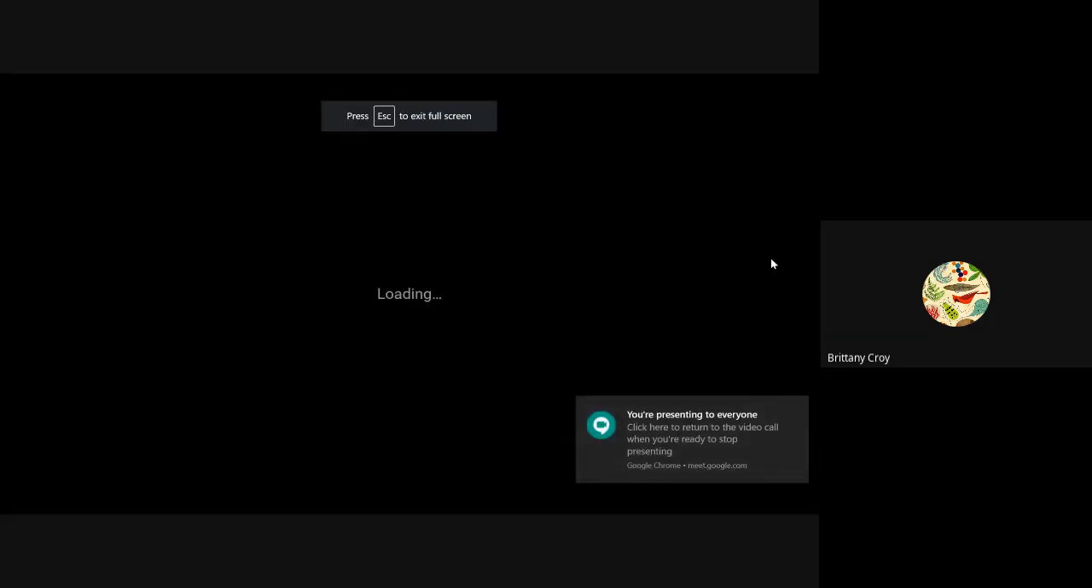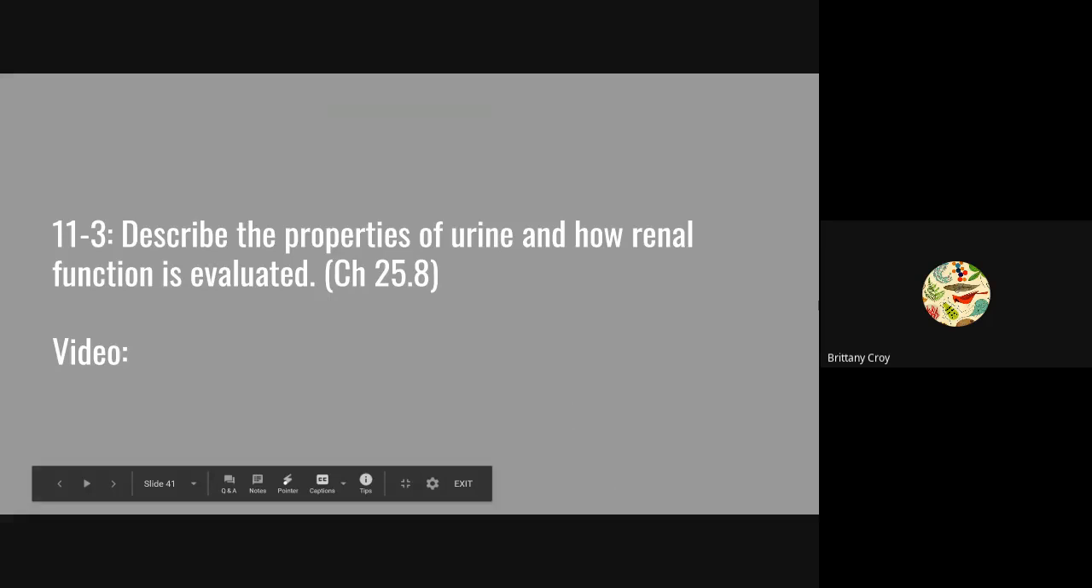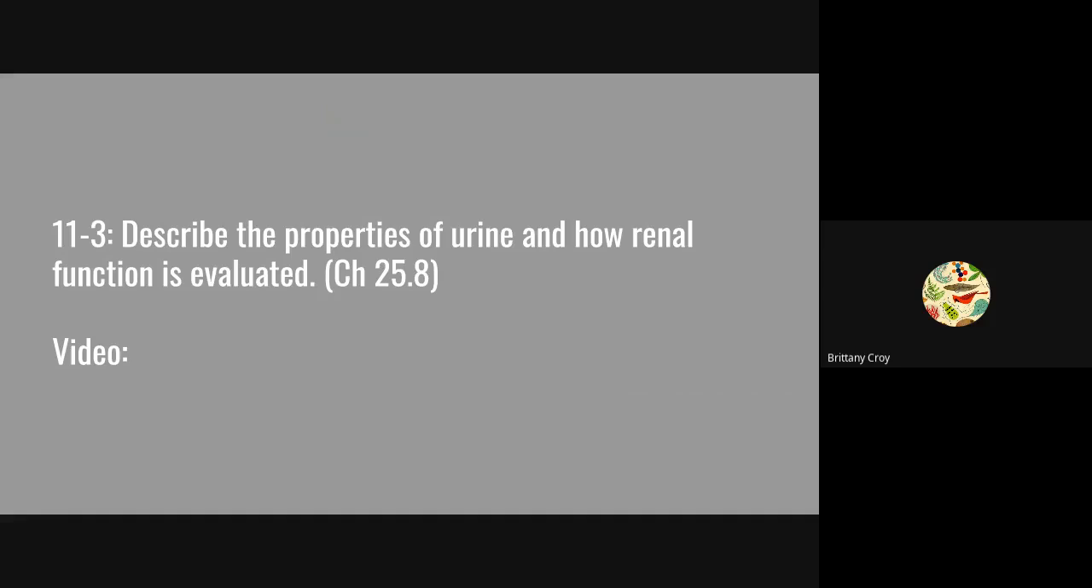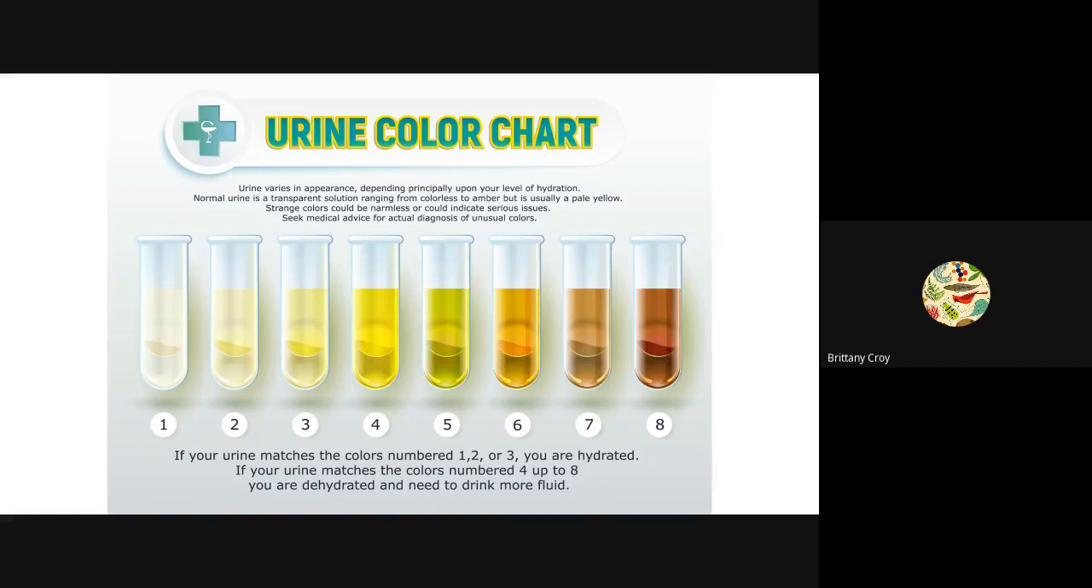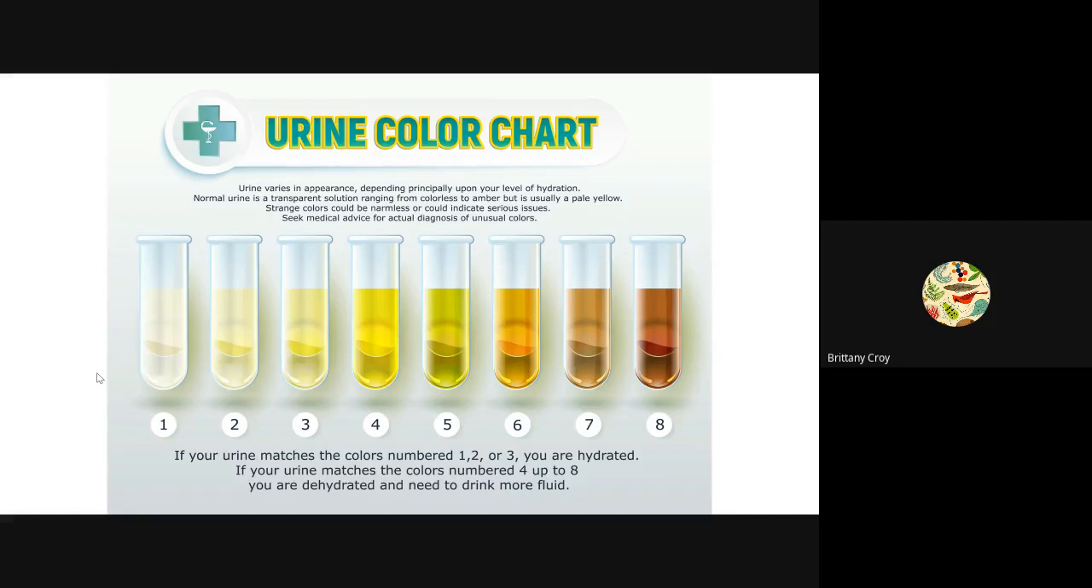All right, welcome back. Today we're going to talk about Objective 11.3, describe the properties of urine and how renal function is evaluated. So people have been using urine to figure out if you're sick or not for a long time. I encourage you to observe your urine when you go to the bathroom, and hopefully we're having a lighter color. But the point of this objective is basically how urine looks, how urine smells, and the substances inside of it give us a good idea if the person is healthy or not.